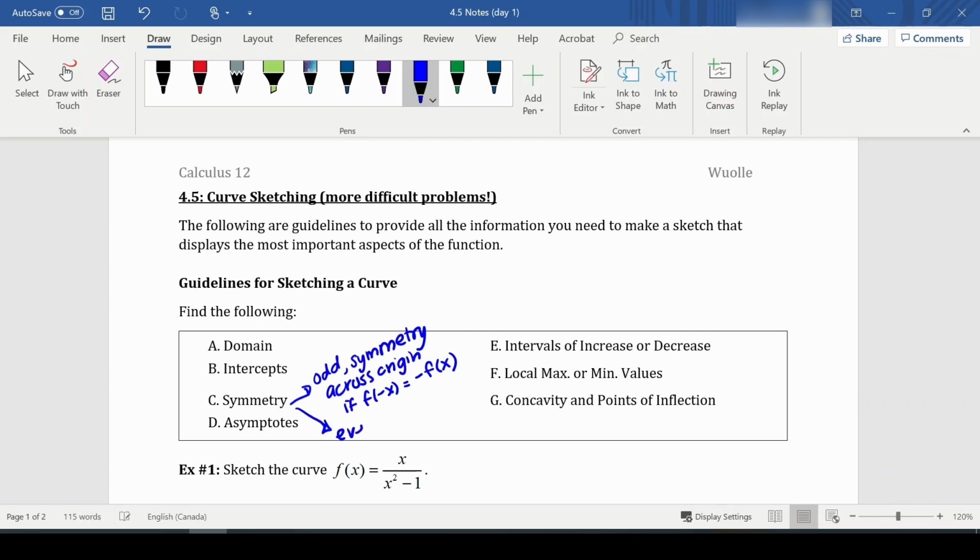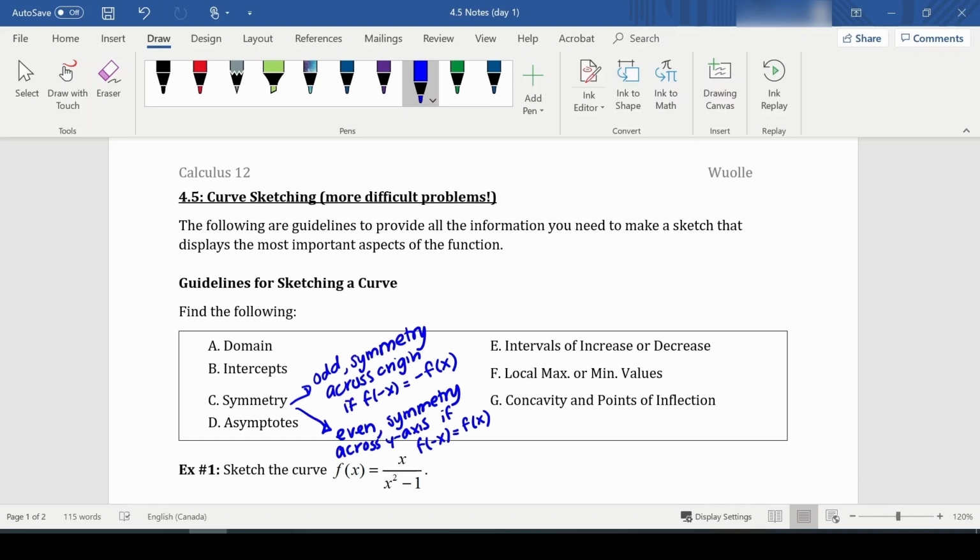Something has even symmetry, or symmetry across the y-axis, if f of negative x equals f of x. So if you plug negative x into your function and you get your original function back out, that would be an even function, which has symmetry across the y-axis.